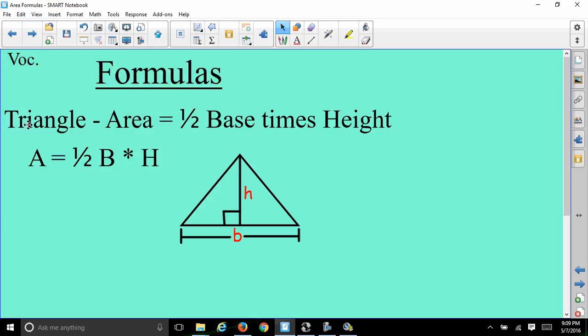Our next formula for area is the area of a triangle. Area of a triangle is 1/2 base times the height, or we say A equals 1/2 B times H. And here is our bottom length of the triangle, and our height is the straight perpendicular line that goes from the bottom base up to the top vertex, and that's the height.